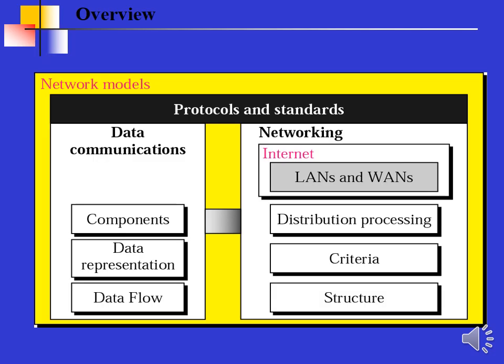Over here you can see the network model, which is divided into two parts, protocols and standards. The first part is data communication, consisting of components, data representation and data flow. In the networking part we have the internet, which consists of LANs and WANs, distribution, processing, criteria and structure.